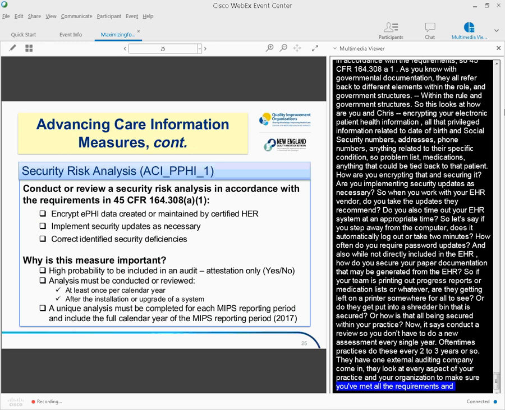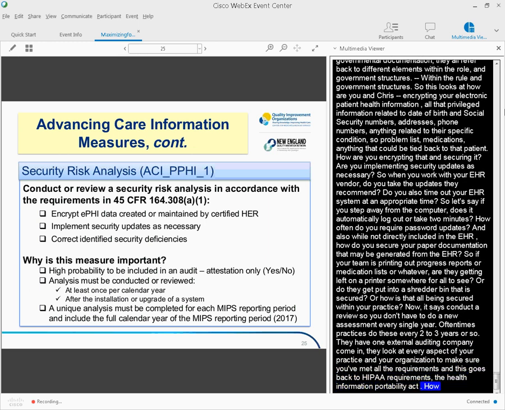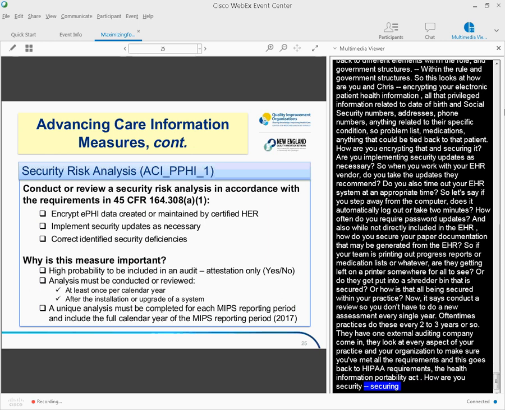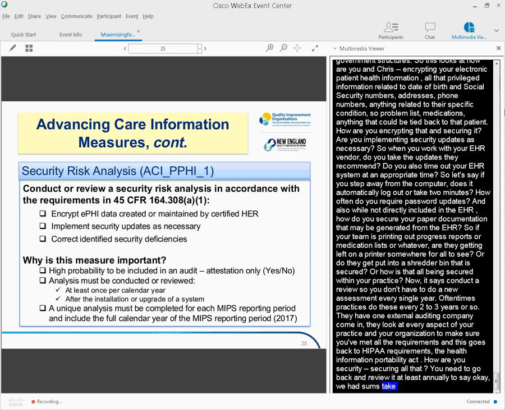How are you securing all of that? And if you've already done your annual assessment, you need to go back and review it at least annually to say, okay, we have some deficiencies and here's our mitigation plan. So maybe we didn't use a lockbox before for all shredded documents, but we've implemented utilizing this system or this company, and we now have a lockbox.